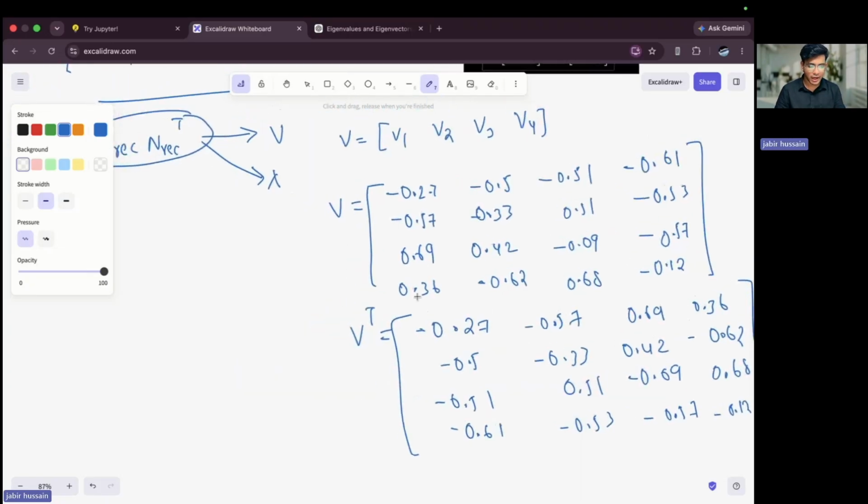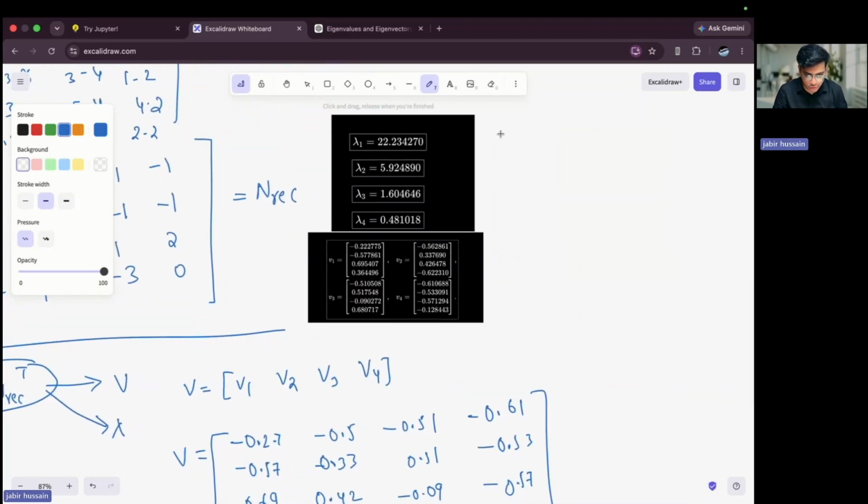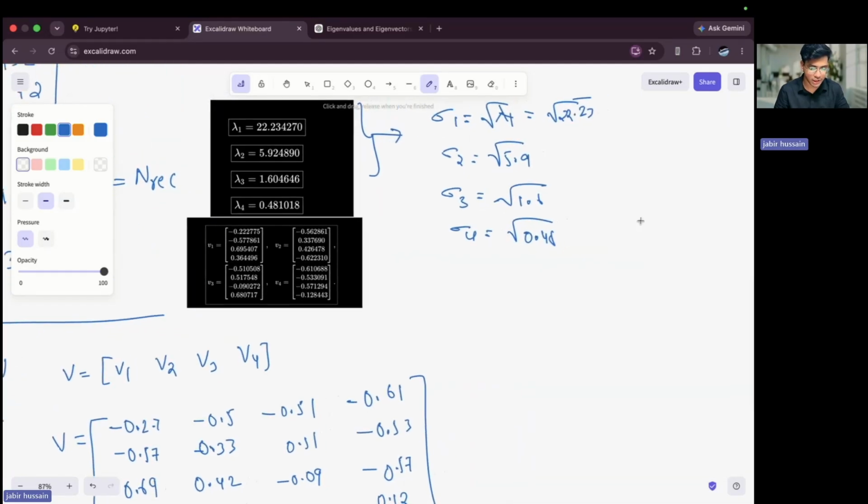Now it's time to find our lambda. We got lambda as this, so from this we can find our sigma 1. Sigma 1 is equal to root of lambda 1, which is equal to root of 22.23. Very huge calculations. Then root of 5.9, and sigma 3 is equal to root of 1.6. Sigma 4 is equal to root of 0.48. I'll paste the values as well.